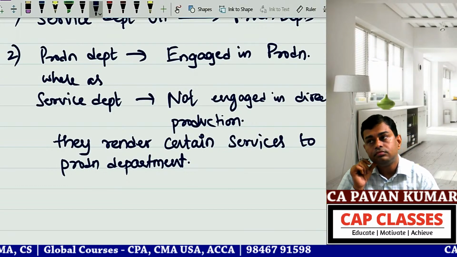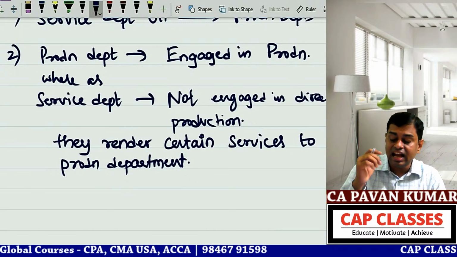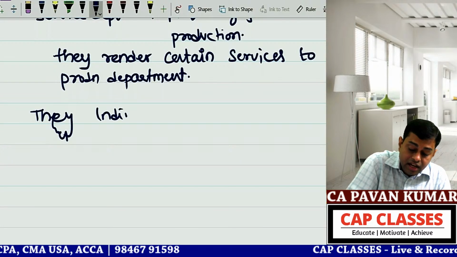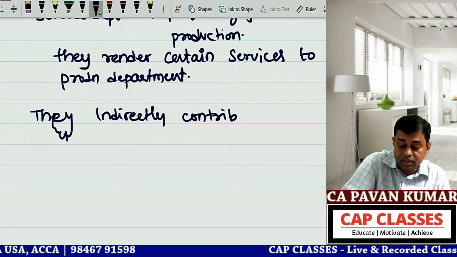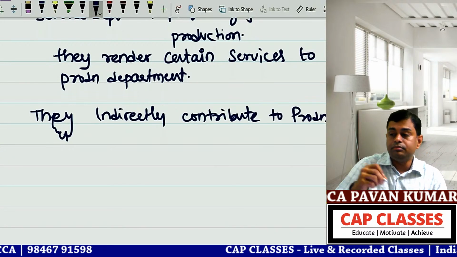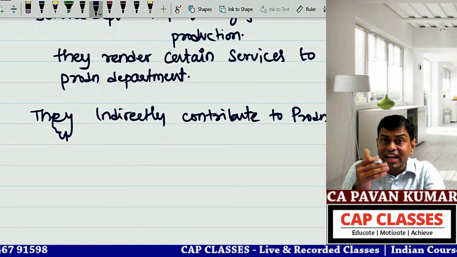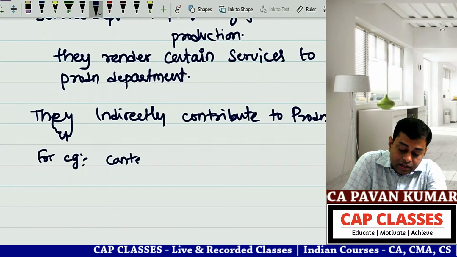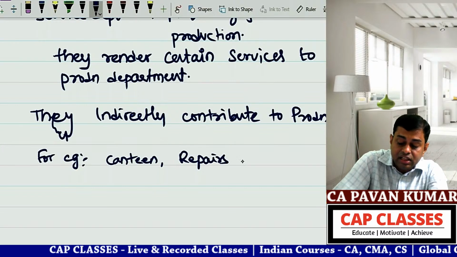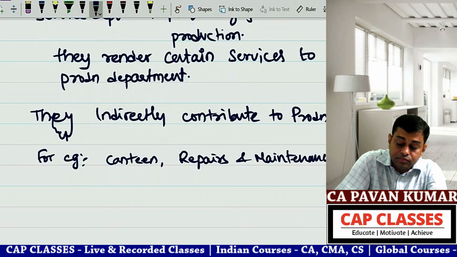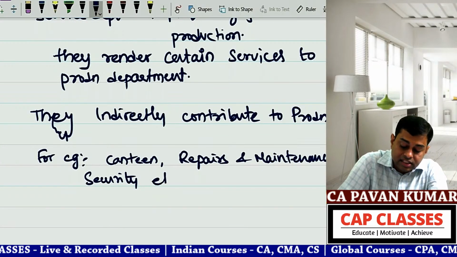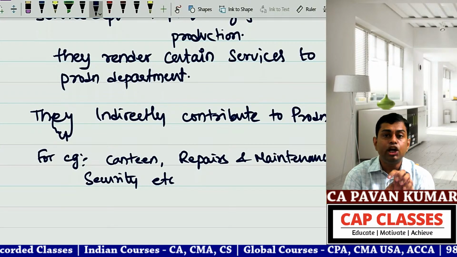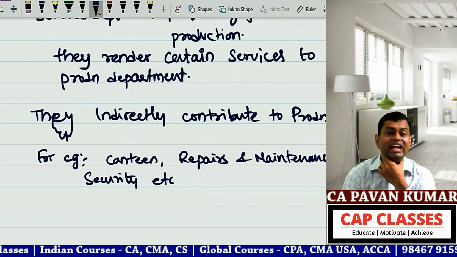That means they indirectly help in production. That means they indirectly contribute to production. They do not do direct production, they do indirect. For example, canteen, repairs and maintenance, security, etc. So these kind of people, they do not do production directly, but they will help production indirectly through rendering certain services.